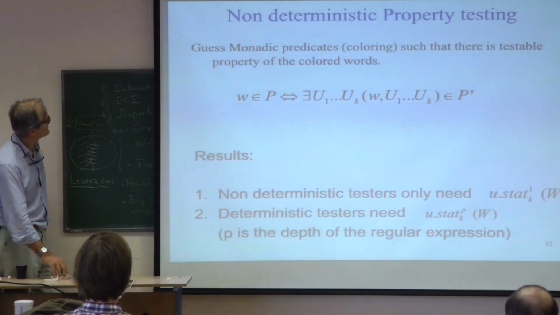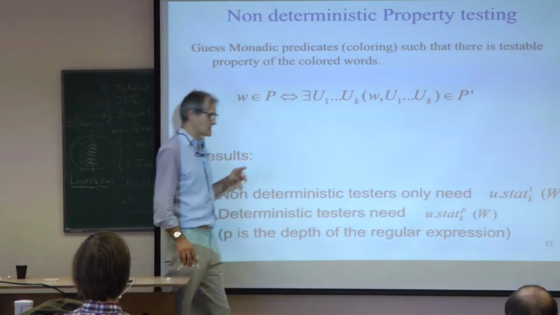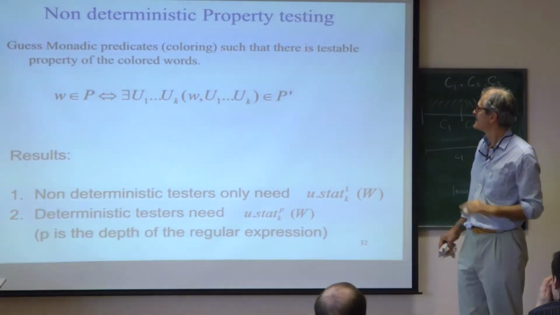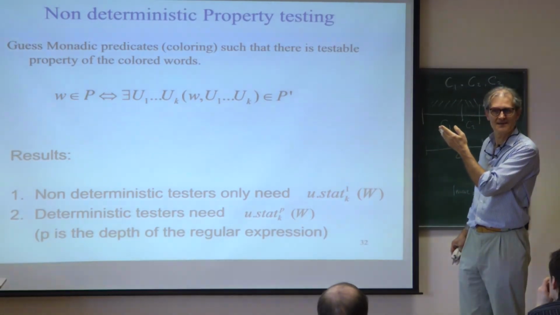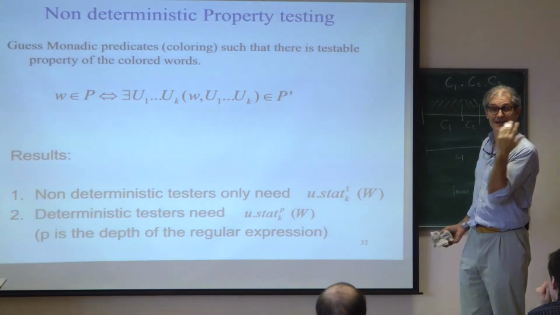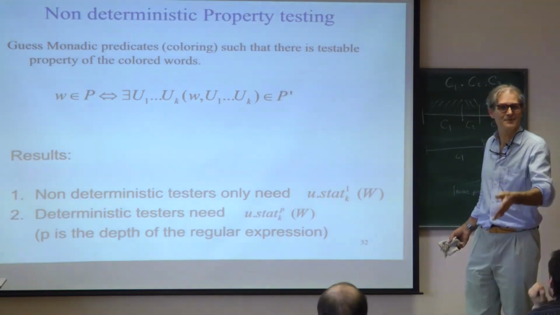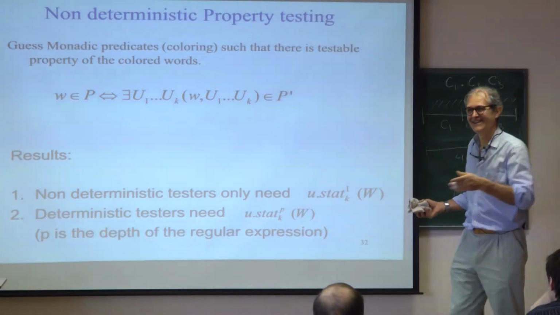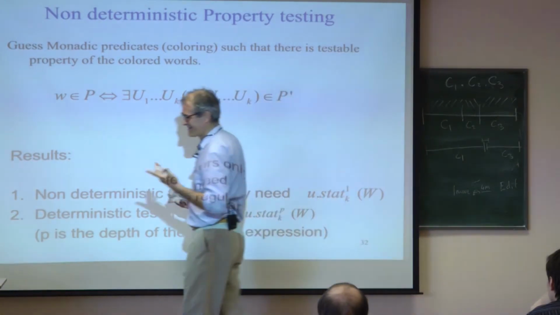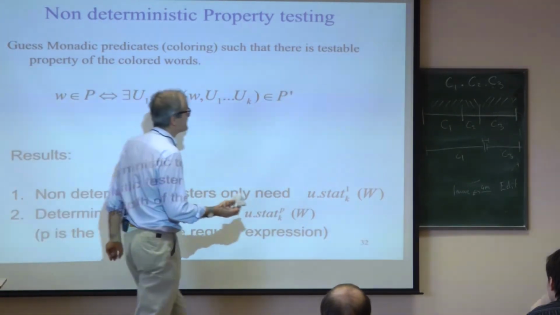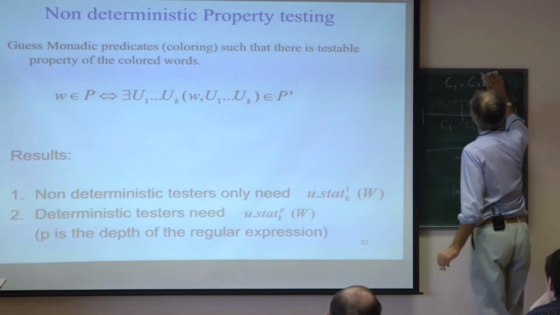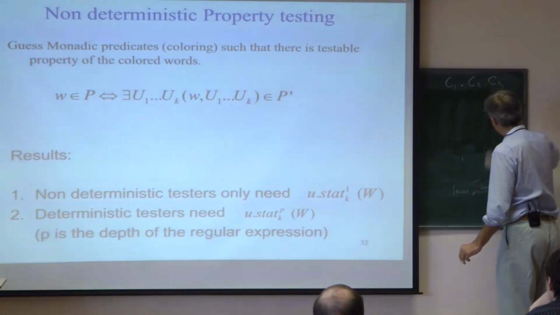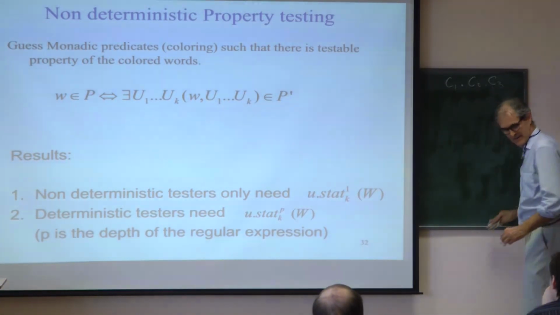I never mentioned the fact that some properties are not testable. Of course what you'd like is to find a property that is non-deterministically testable but not deterministically testable. That's the key thing, a fundamental story.